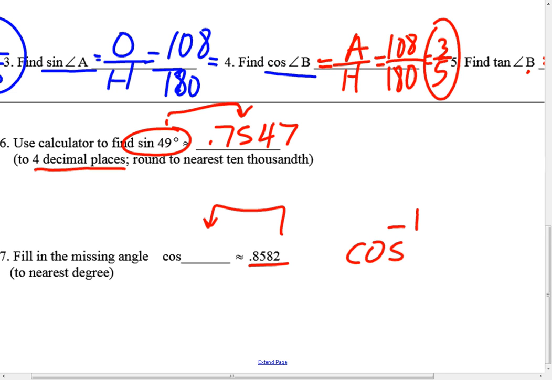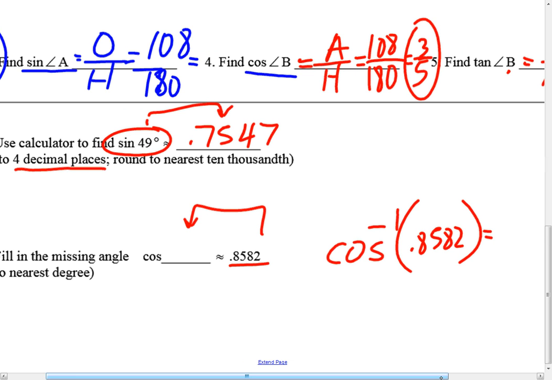Cosine -1 by hitting the second function first. Hit the blue key, the second function, and then hit the cosine key. You should see that. Raise your hand if you don't know where that is or don't know how to get it. And we're going to put the 0.8582 in here. The result is going to be the angle. We're just inputting this, and we're going to get an output.